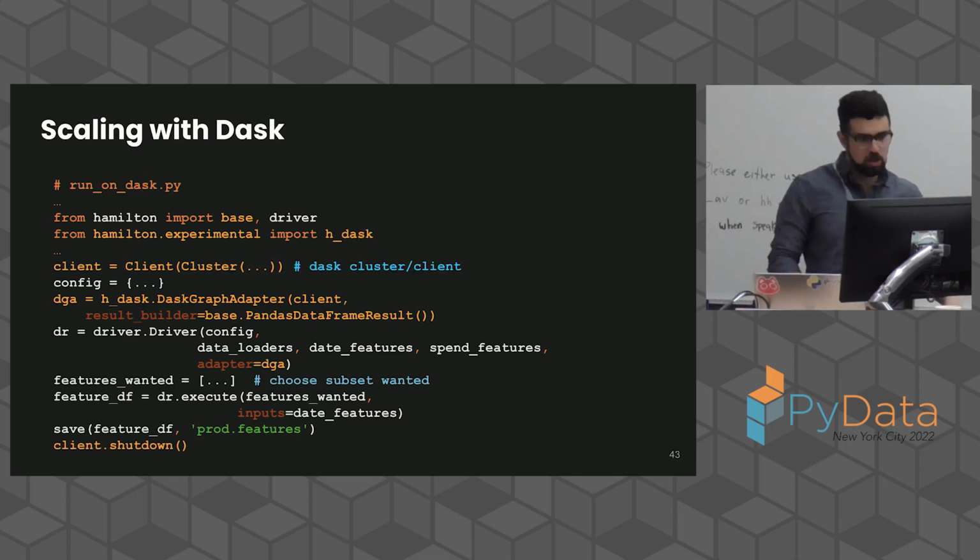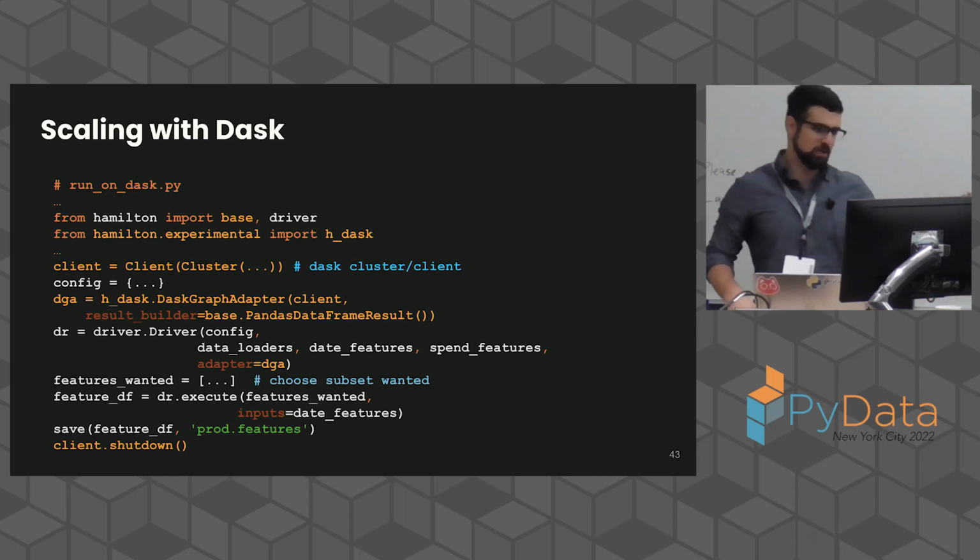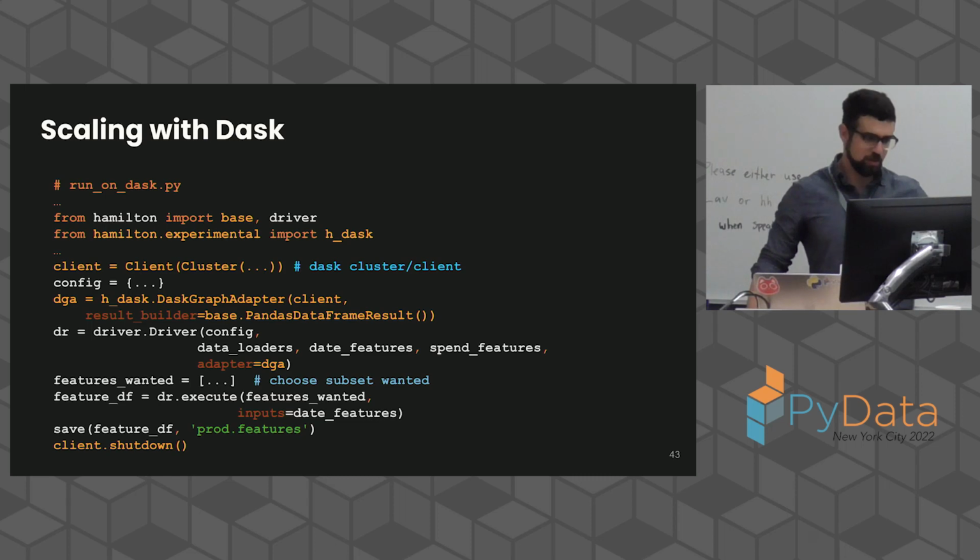What does this look like with Dask? We can import the Hamilton Dask module, same deal, create a Dask client, pass that into the Dask graph adapter, pass the Dask graph adapter into the driver, run your stuff, shut down the client, and give the resources back to your friends.